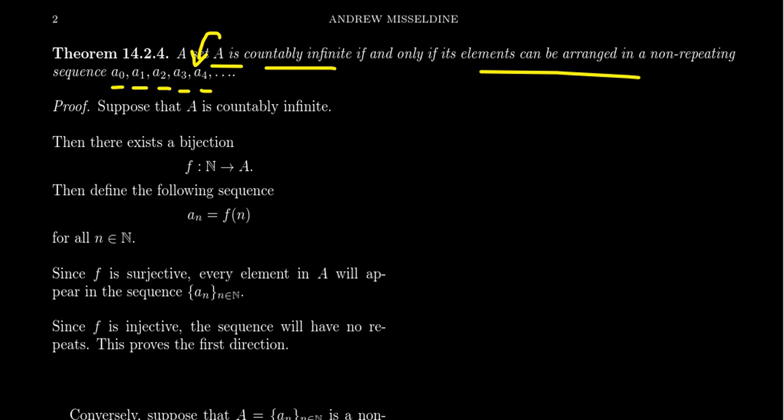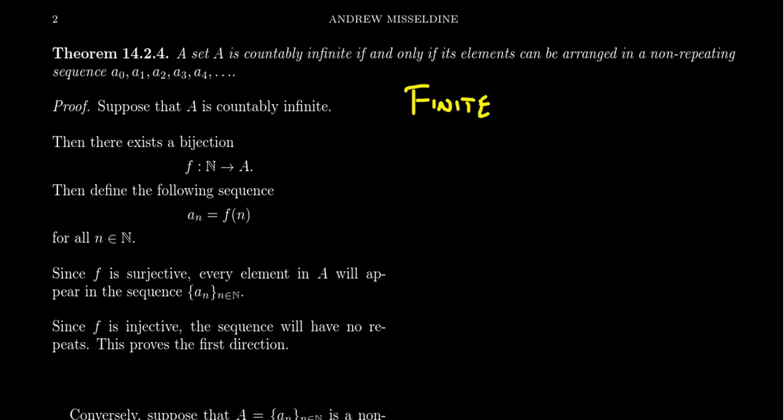That makes it a countably infinite set. These two notions are exactly the same thing. Now, be aware that if you have a finite set, we'll call it B for a moment. Because it's finite, there exist elements in there, we'll call them A, B, C, D, etc. It's finite, so this stuff does stop after a while.